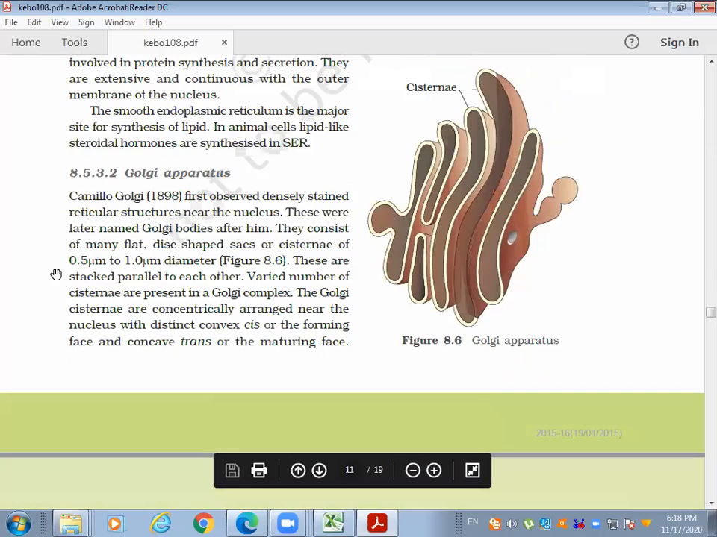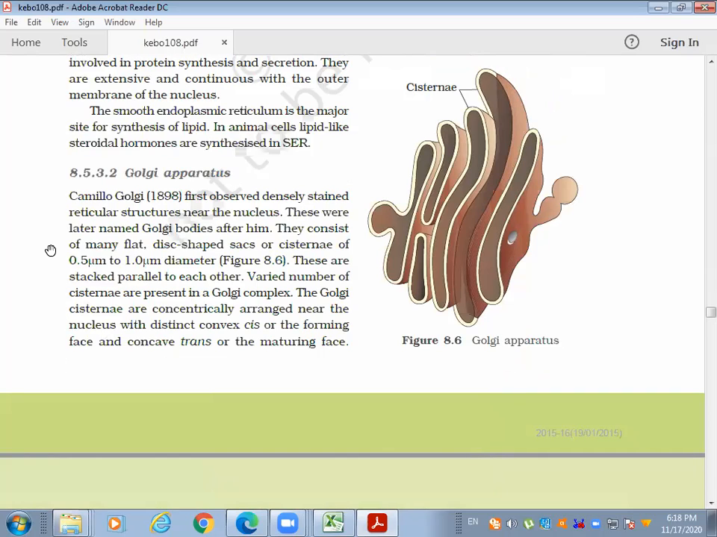Next, the Golgi apparatus. Camillo Golgi, in 1898, first observed densely stained reticular structures near the nucleus. These were later named Golgi bodies after him. They consist of many flat, disc-shaped sacs or cisternae, 0.5 to 1.0 micron in diameter. These are stacked parallel to each other. A varied number of cisternae are present in a Golgi complex.